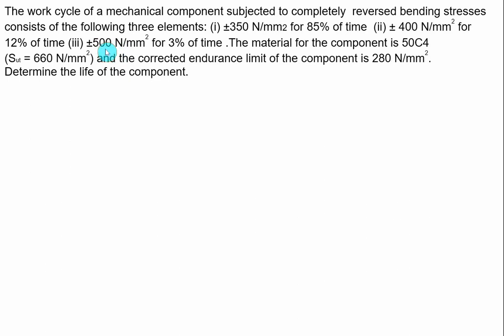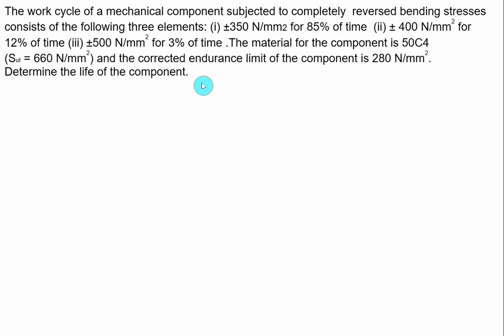And in the third case, we have 500 megapascal plus minus, so amplitude stress will be 500, and 3% means alpha 3 equal to 0.03. 3% plus 12% is 15%, plus 85%, it means that alpha 1 plus alpha 2 plus alpha 3 is equal to 1. The material for the component is 50C4, for which Sut is equal to 660 Newton per mm square. The corrected endurance limit is given as 280, and all these stresses 350, 400 and 500 are greater than the endurance strength, and therefore they have a finite life.